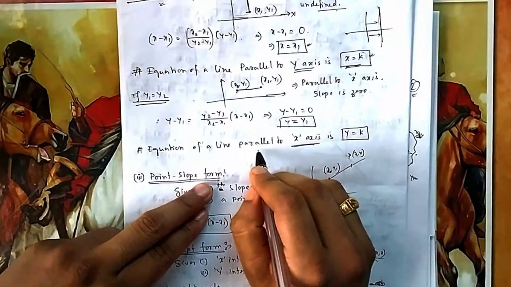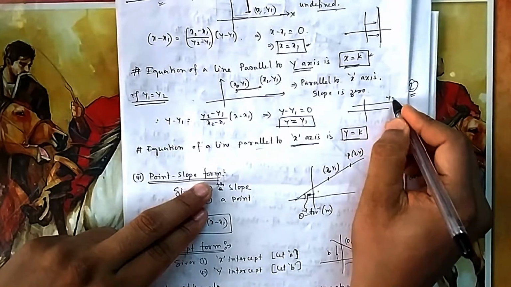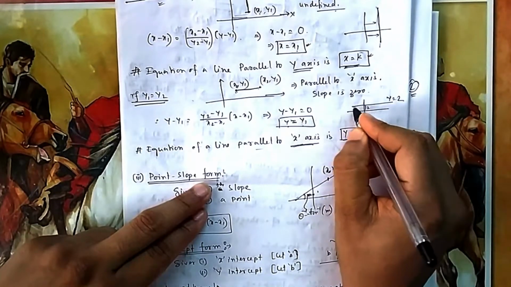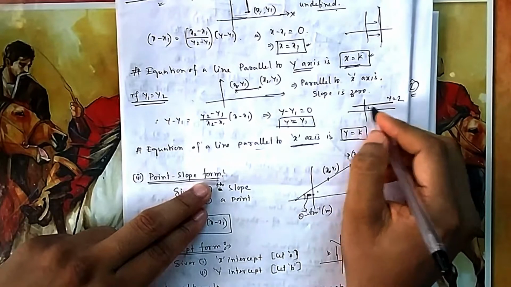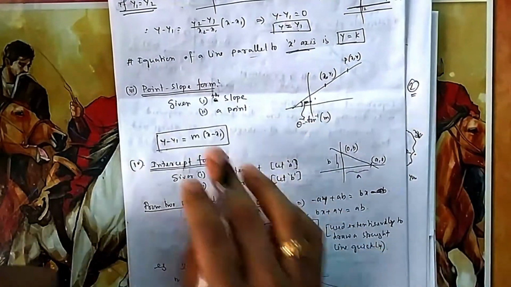Again, funny thing, it is parallel to the x-axis, that means the equation is y equal to k. Suppose y equal to 2, that means this height is 2 and this is a flat line. Y equal to 2 means the height is 2 and it is a flat line parallel to the x-axis. Okay, the third one is point slope form.